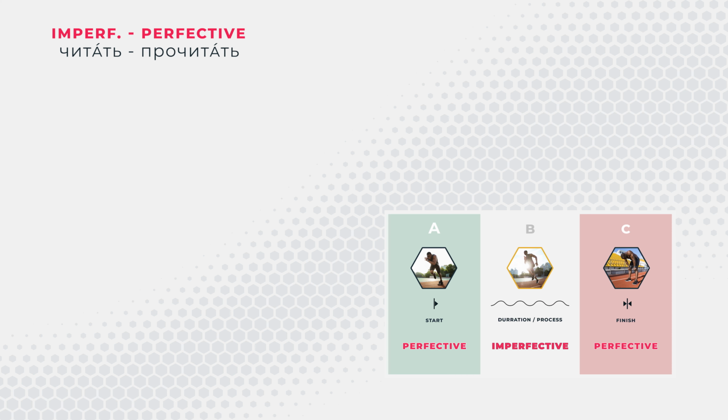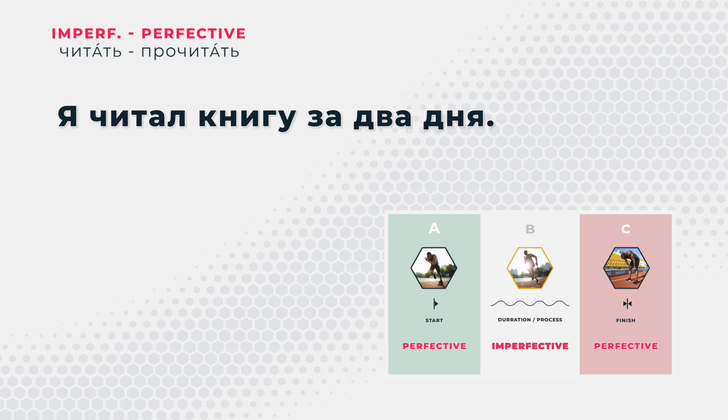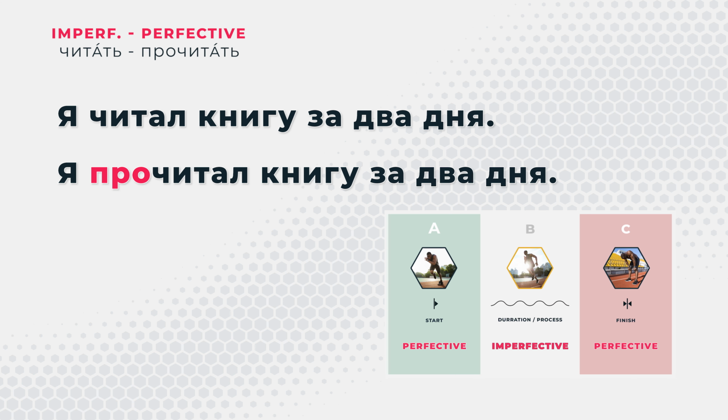So here's the first sentence. Я читал книгу за 2 дня. And the second sentence is the exact same, but with the perfective form. Я прочитал книгу за 2 дня. How would you translate each one of these into English? I'll give you just a few seconds there to think about it.